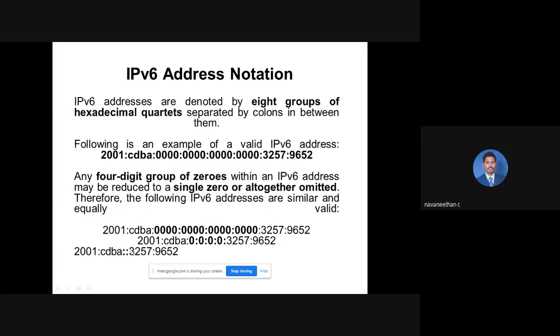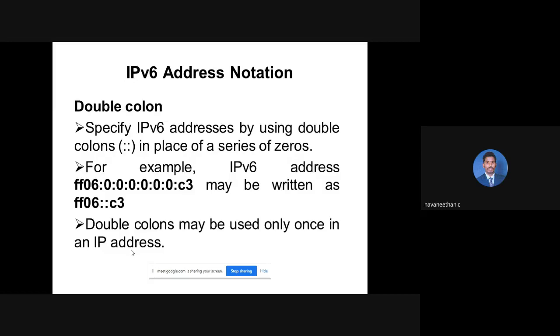Even that single zero can be replaced by a symbol like this. Or, like the scope resolution operator, what may be the symbols known by you. Clear? Sorry, it's a double colon. Here I have given a detailed explanation. For example, the IPv6 address FF06 followed by a series of zeros will be reduced like this. Instead of a single colon, we are going for a double colon. Double colons may be used only once in an IP address.